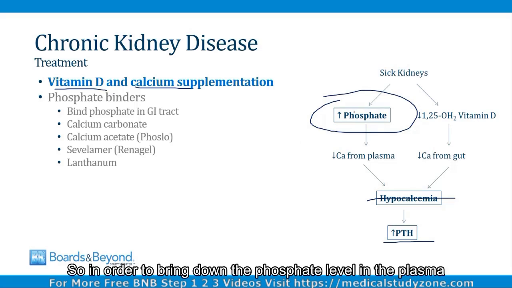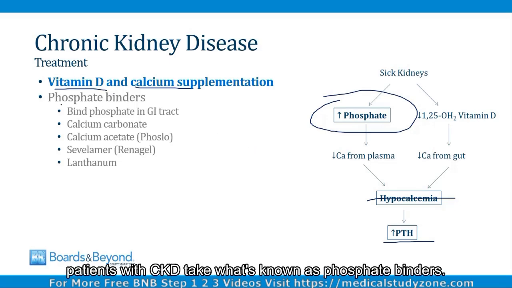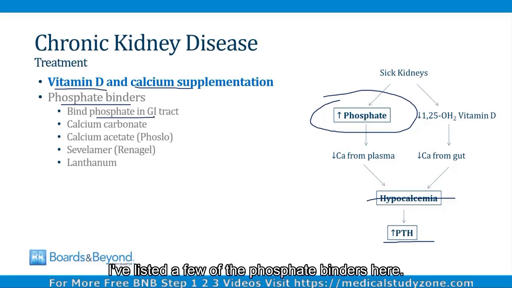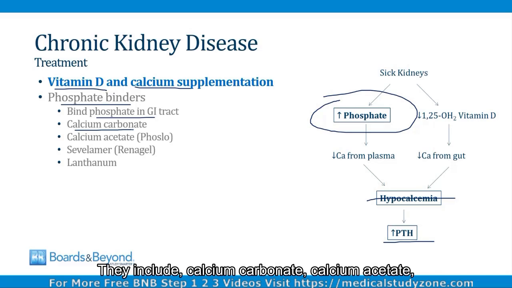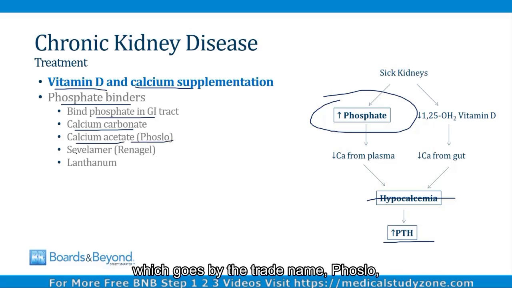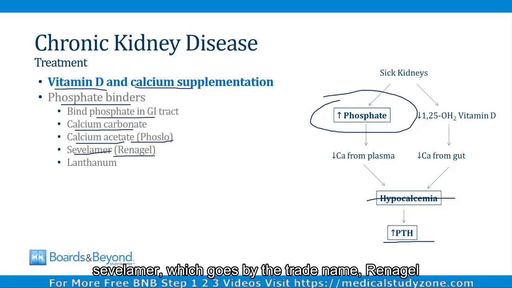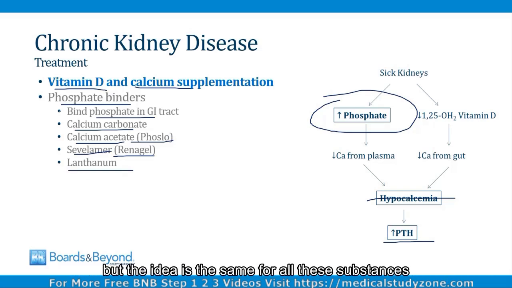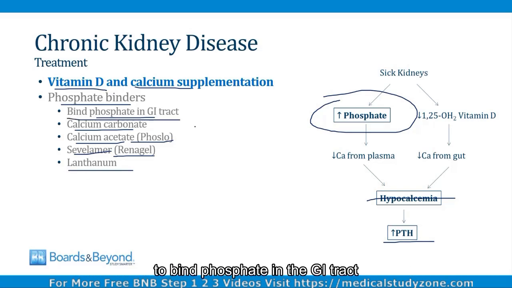So in order to bring down the phosphate level in the plasma, patients with CKD take what's known as phosphate binders. These are substances that bind phosphate in the GI tract to lower the serum phosphate level. I've listed a few of the phosphate binders here. They include calcium carbonate, calcium acetate, which goes by the trade name PhosLo, sevelamer, which goes by the trade name Renagel, and lanthanum. And there are others beyond those listed here, but the idea is the same for all these substances: to bind phosphate in the GI tract and lower the serum phosphate level.